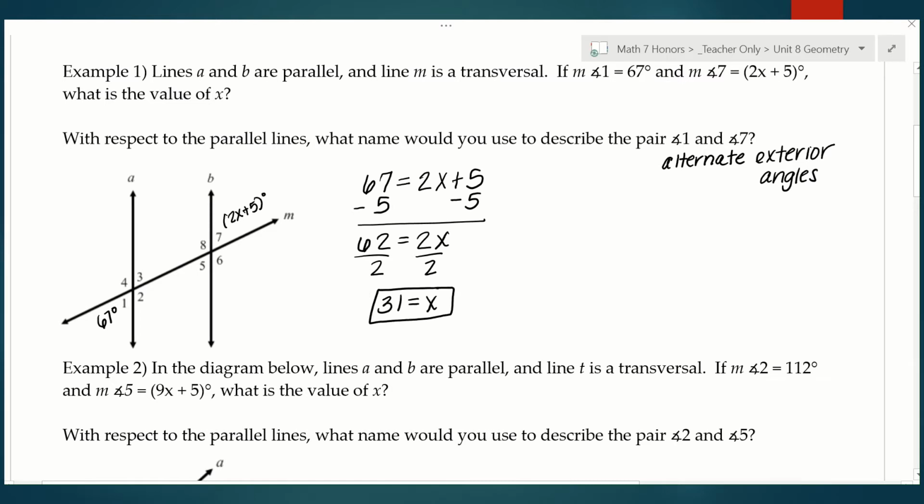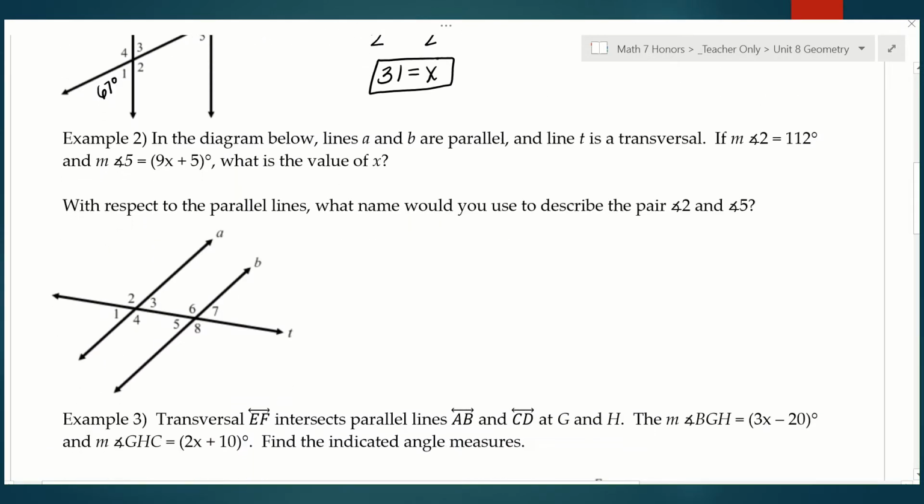Okay, now they don't ask us to go back and figure out the measure of each angle, but if we had to do that, we would have taken what we got for x, plugged it back into the expression for angle 7, and then we would have ensured that both are equal to 67. So we could do that really quick. 2 times 31 is 62, 62 plus 5 is 67. But we can stop there.